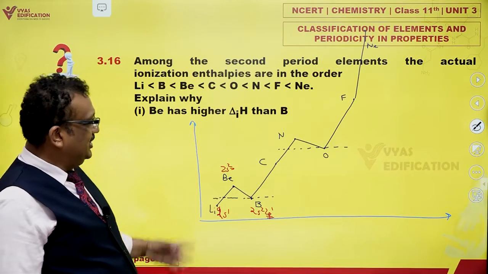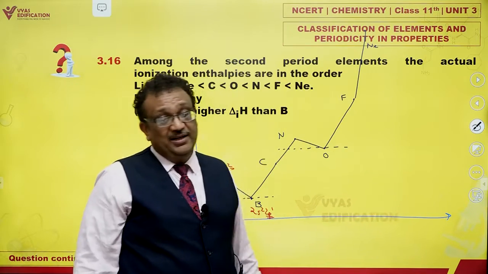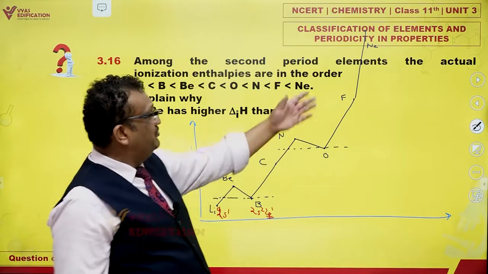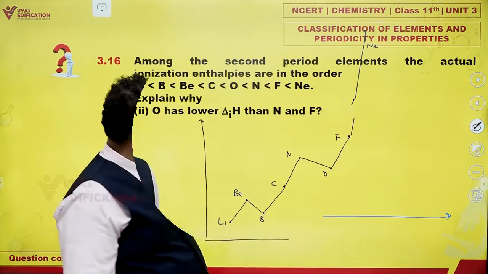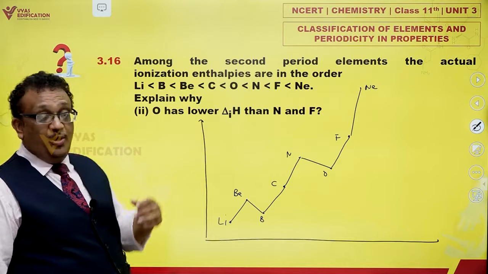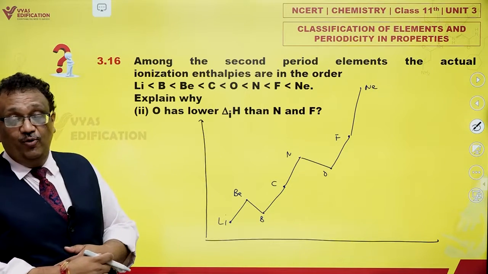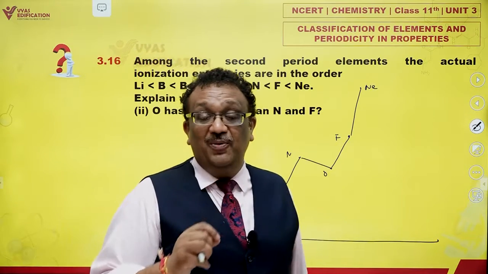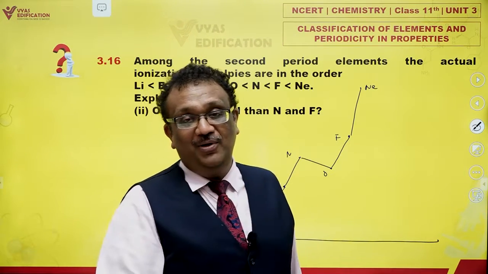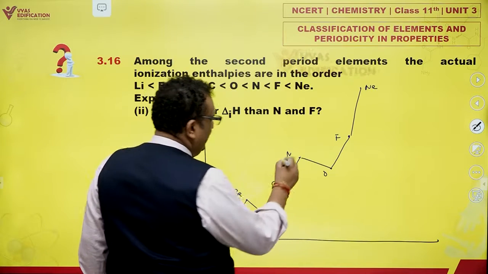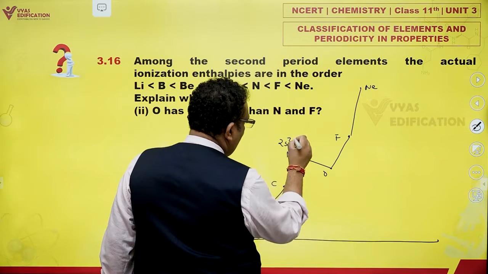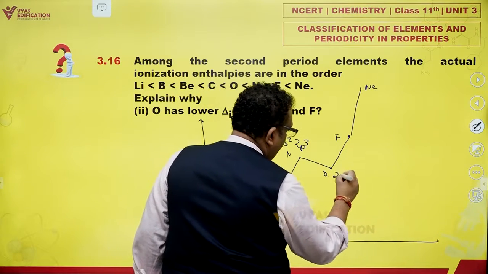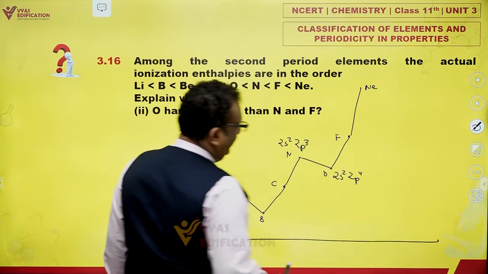Why is it? See, across the period, ionization energy anyway increases because of increase in nuclear charge. So fluorine was very much expected to be more anyway. We are worried about why oxygen has lower delta H ionization than nitrogen and fluorine. How do we explain that? That can be explained by the extra stability of half-filled p orbitals. Nitrogen has electronic configuration 2s2, 2p3, while oxygen has electronic configuration 2s2, 2p4.